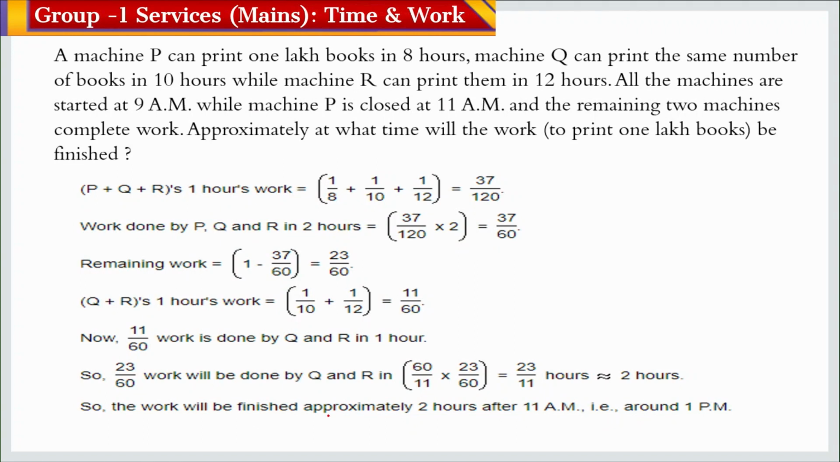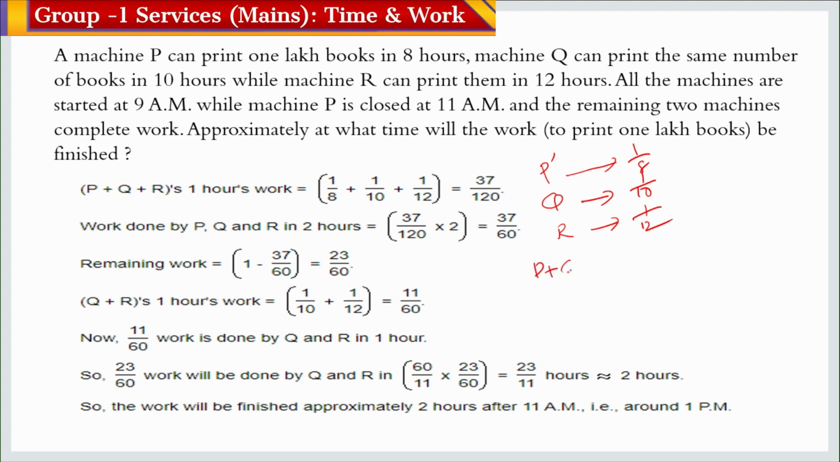A machine P can print 1 lakh books in 8 hours. Means in 8 hours, the 1 lakh books were printed by P. Q can print the same number of books in 10 hours. R can print them in 12 hours. So, here P's work in 1 hour is 1 by 8, Q's work in 1 hour is 1 by 10, R's work in 1 hour is 1 by 12.